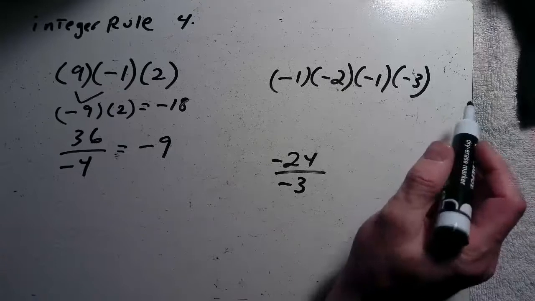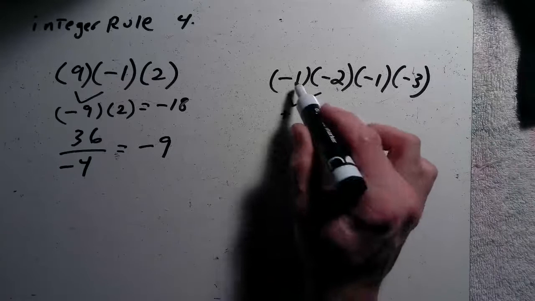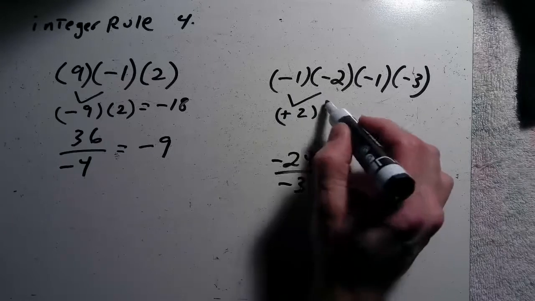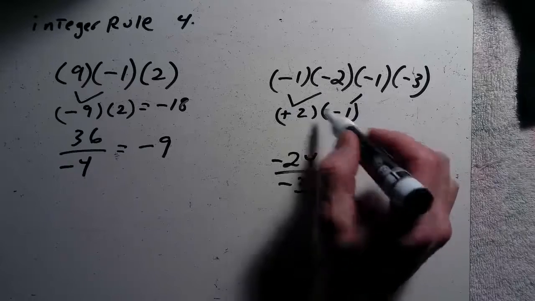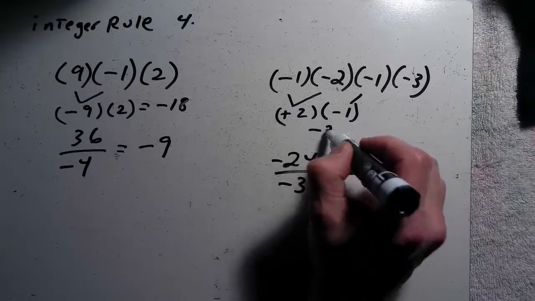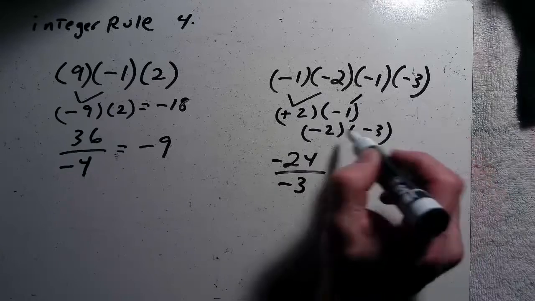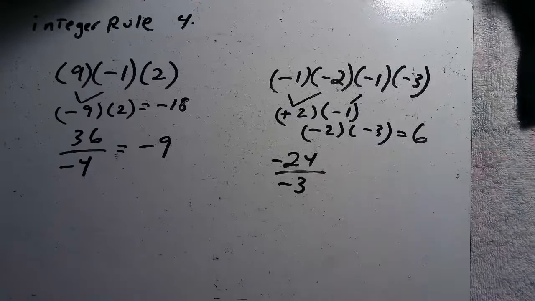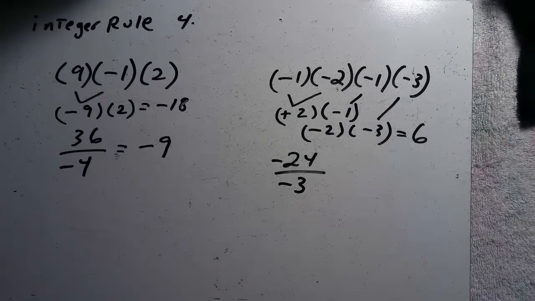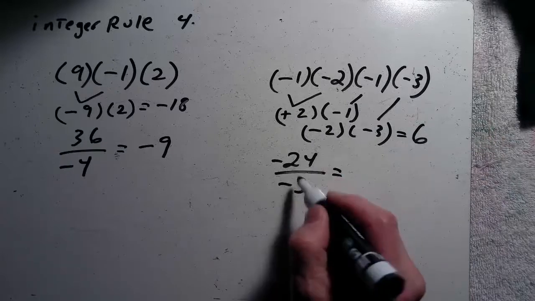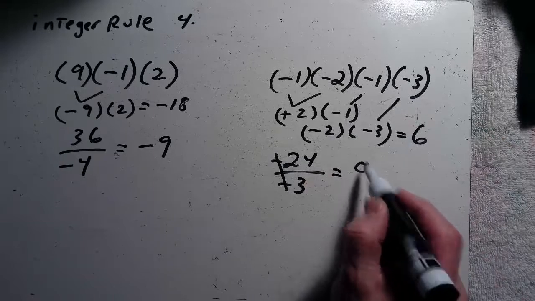Take a look at this one. Signs are the same. You get a positive here. 1 times 2 is 2. Positive 2. Positive 2 times, we'll bring down negative 1. This is going to be negative. Signs are different. Negative 2. Bring down negative 3. Well, the signs are the same here. Get the positive. This one, signs are the same. I can go ahead and do that. 24 divided by 3, positive 8.